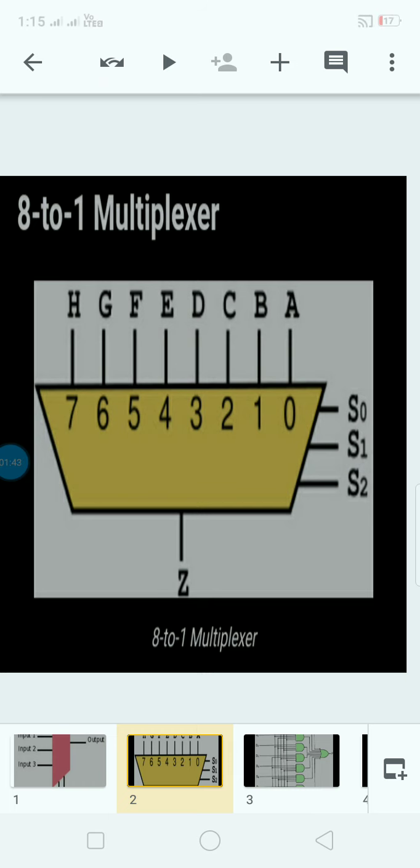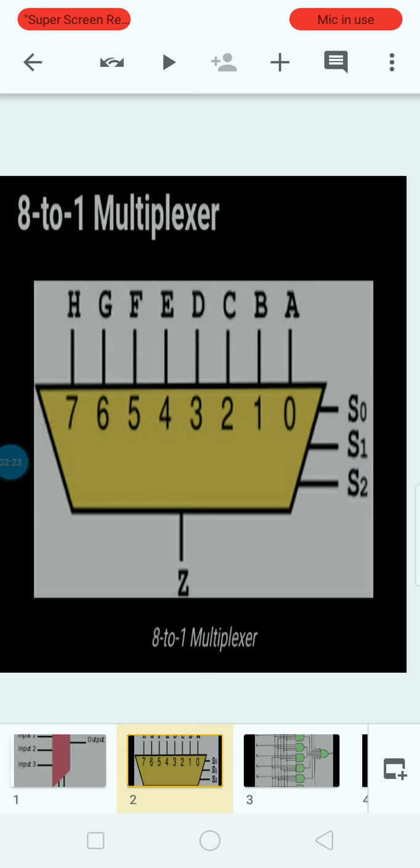Now, multiplexers are classified into four types. They are 2 to 1 multiplexer, 4 to 1 multiplexer, 8 to 1 multiplexer and 16 to 1 multiplexer. So, now we can see what we mean by an 8 to 1 multiplexer. An 8 to 1 multiplexer consists of 8 input lines, 1 output line and 3 selection lines.